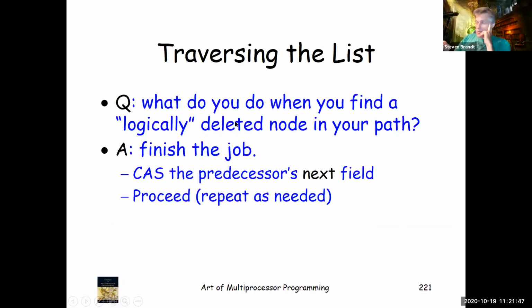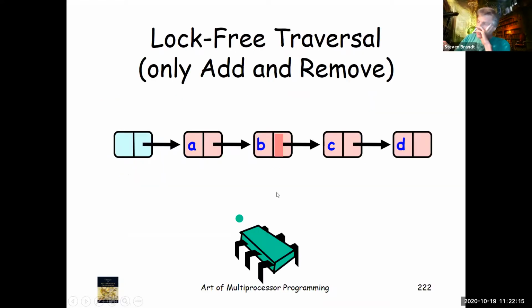So the question is, when you're traversing a list, what do you do when you find a logically deleted node in your path? And the answer is you finish the job. You compare and set the predecessor's next field, and you proceed and you repeat as needed. So the observation here is it's not necessary always to do both steps. So long as you've marked the node as logically deleted, all is good. So we're going to have a lock-free traversal, only add and remove we're going to look at here.